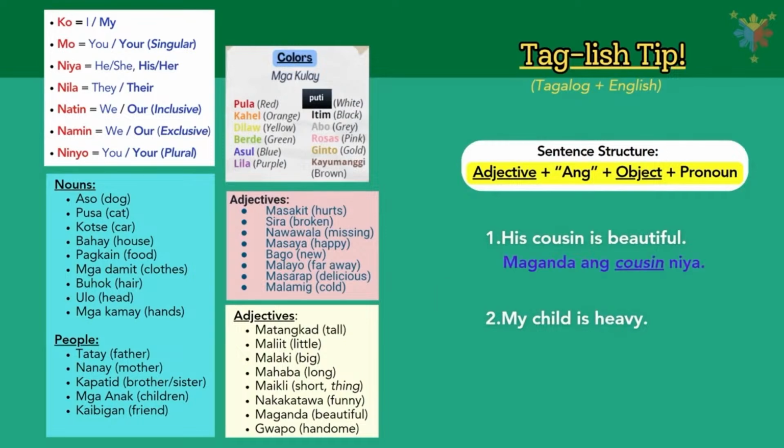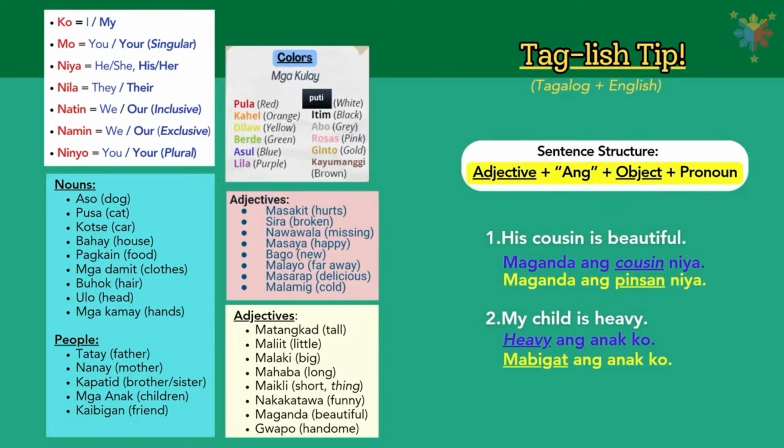Maganda ang cousin niya. His cousin is beautiful. Maganda ang cousin niya. Or heavy ang anak ko. My child is heavy. Heavy ang anak ko. So that works. That's perfectly fine. But the idea is to go back and look up what those words are later so that eventually you can say the whole thing in Tagalog. Maganda ang pinsan niya. So pinsan is cousin, and this is gender neutral as well. Maganda ang pinsan niya. Or mabigat ang anak ko.